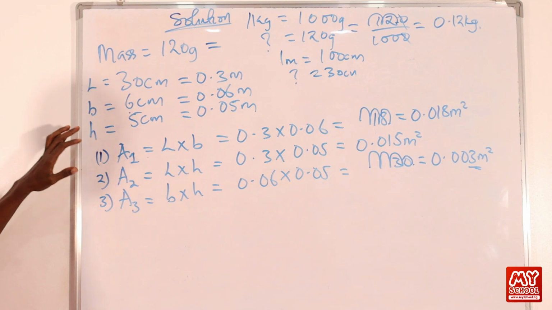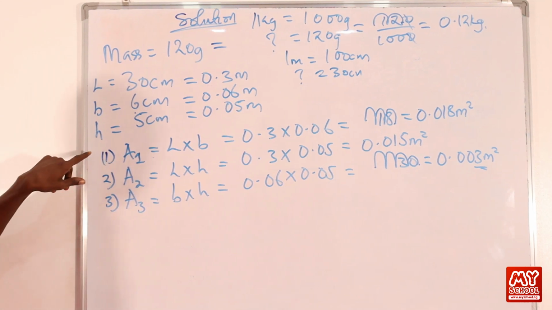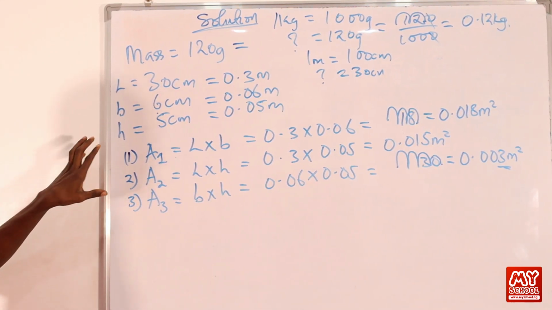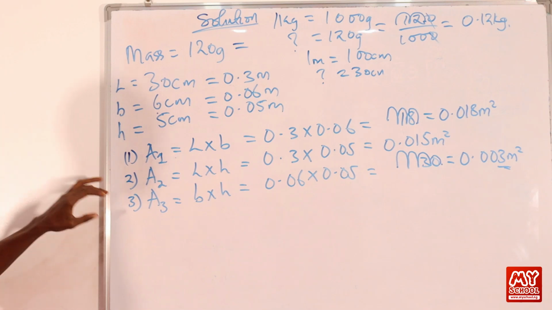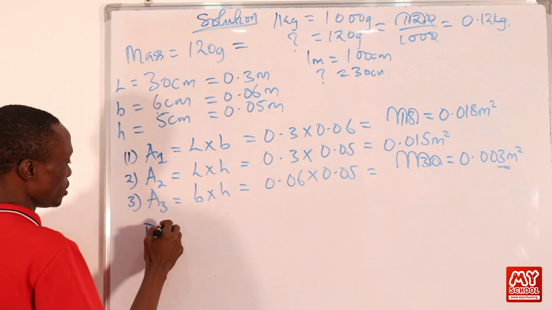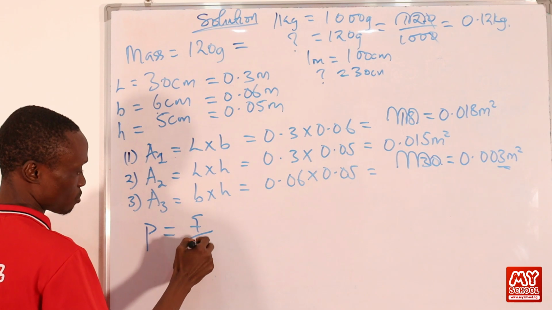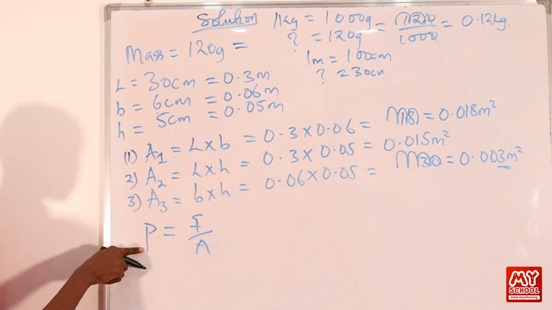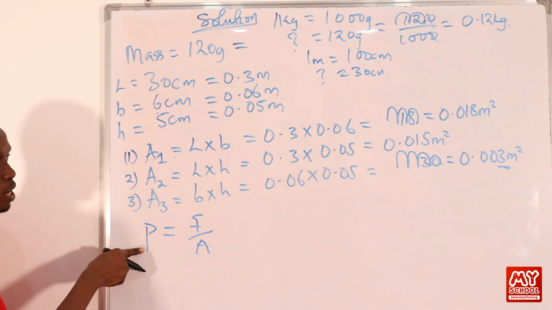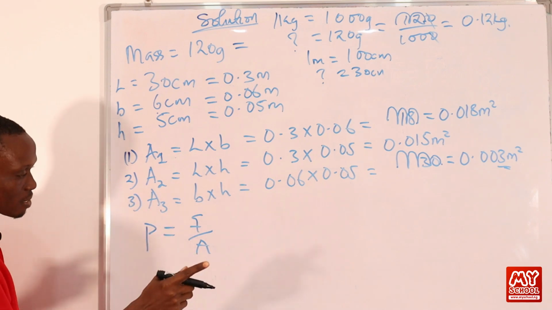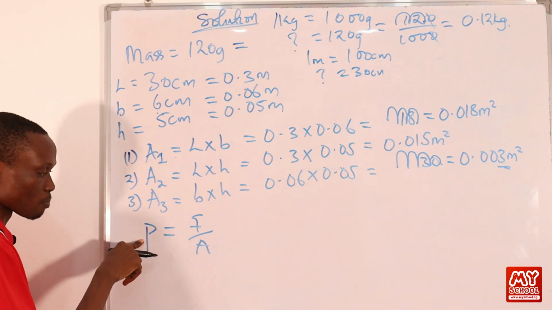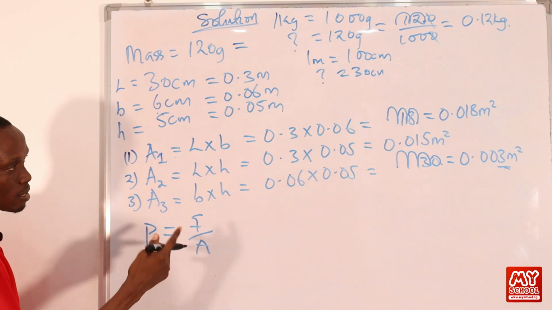From what you have done, you can see that the largest area is the first one, while the least area is the second one. So those are the ones that we are going to use in solving this problem. Remember that pressure is inversely proportional to area, right? So we are going to be having greatest pressure when the area is least, or we are going to be having smallest pressure when the area is largest.